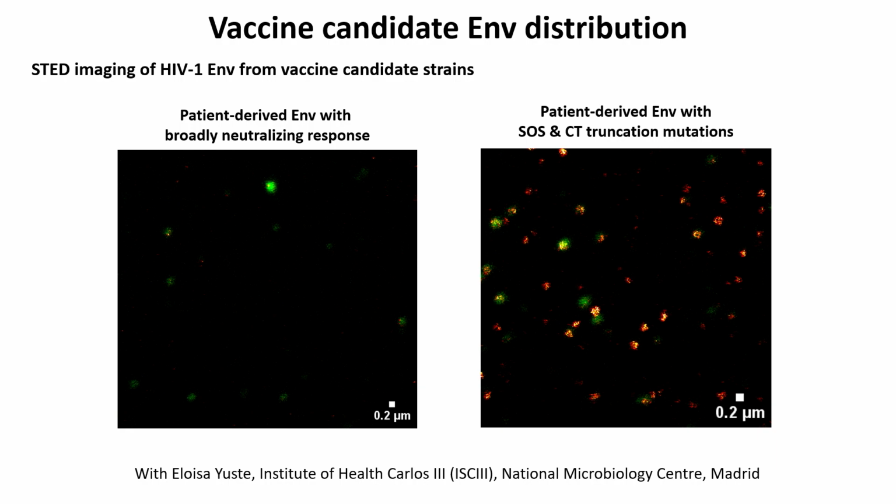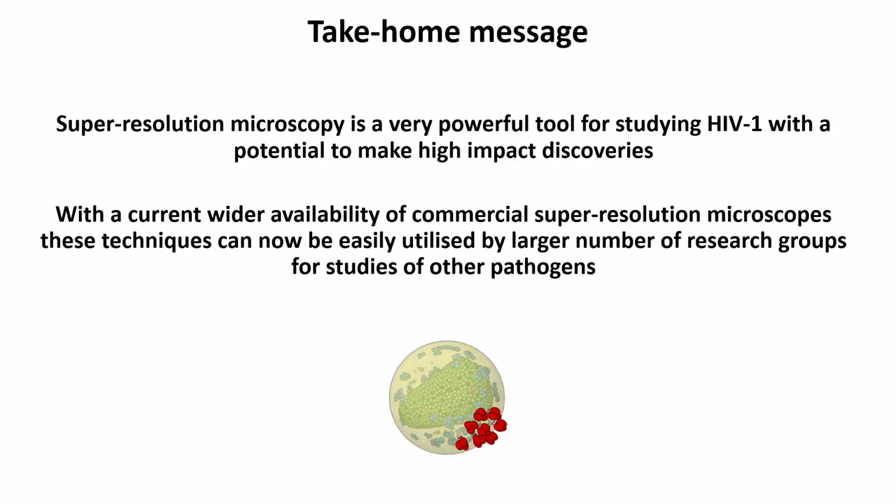So the take-home message that I want to drive is that super-resolution microscopy is a very powerful tool for studying HIV. And it does have the potential to make high-impact discoveries. But with the availability of the equipment right now, these techniques can easily be utilized by a larger number of research groups for studies, of course, not only of HIV, but of all other pathogens.